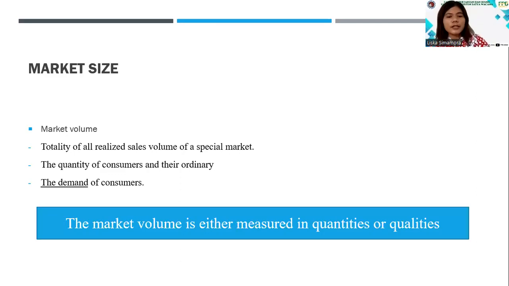Next, the market volume is measured either in quantities or qualities. For quantities, I mentioned the previous examples. For qualities, if it's for the flower, maybe the customer wants a sprinkling one, fresh or dry. That is also part of the market volume.